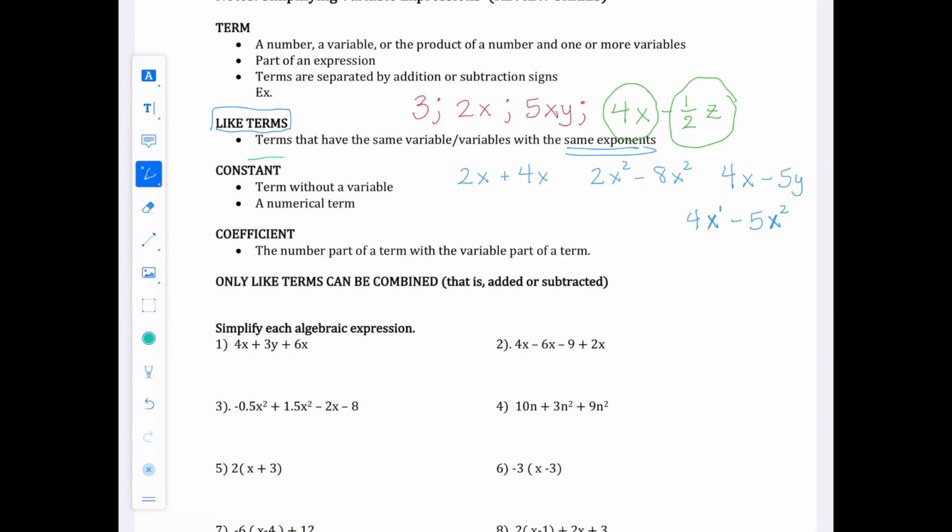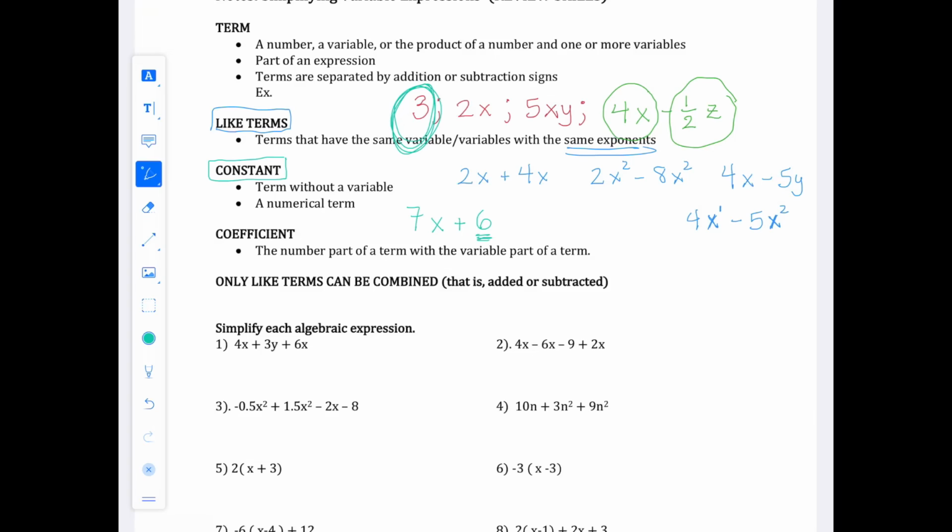The next definition is a constant. A constant term is defined as a term without a variable. So in that first example here, 3 is a constant term. If I have 7x plus 6, 6 in that example would be the constant term. It is the numerical term that does not have a variable attached to it.